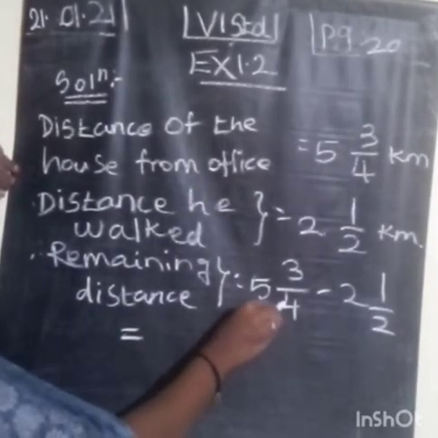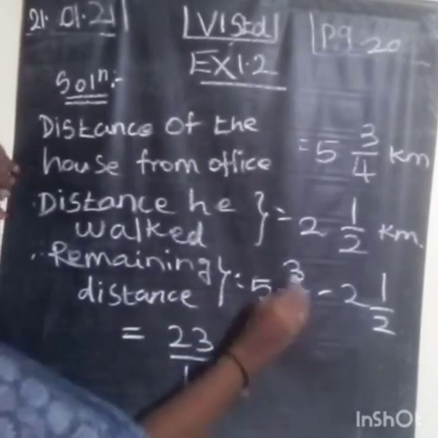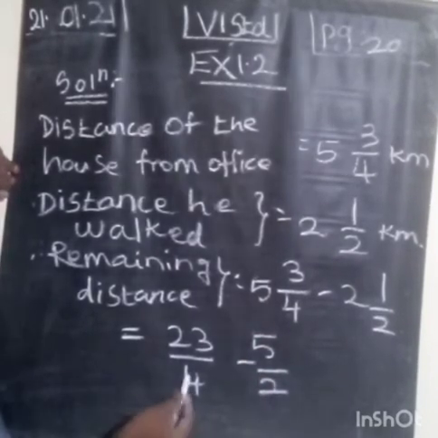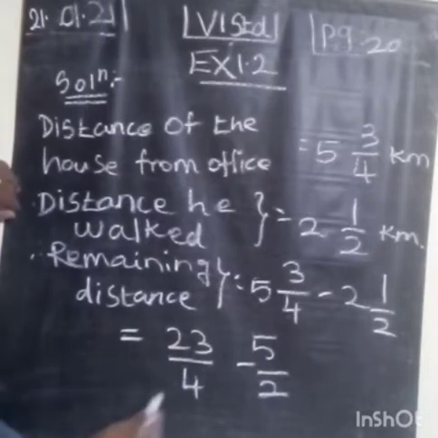Okay, so here there are mixed fractions. 5 4s are 20, 20 plus 3, 23. 23 by 4 minus 2 2s are 4, 4 plus 1, 5, 5 by 2. So here the denominators are different, so this is unlike fractions. So here we have to convert to like fractions and then subtract the numerators.